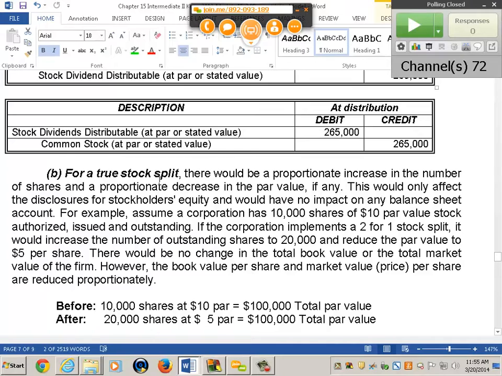Yep, and you probably would use the stock dividend as a supplement, not as a replacement for a cash dividend. Because if you did, it would be probably a negative signal. I mean, you may have to, but usually most companies are using stock dividends as supplements.